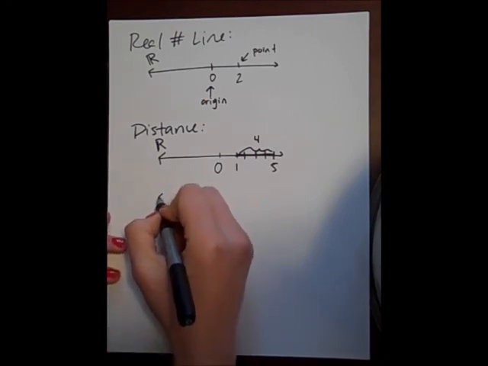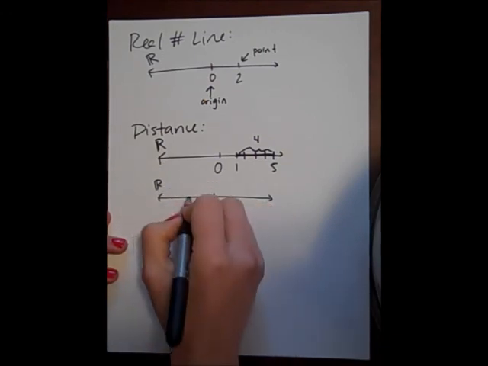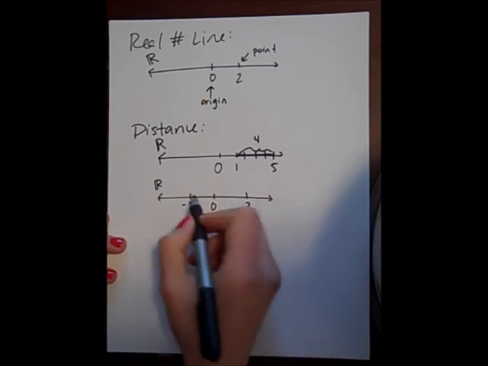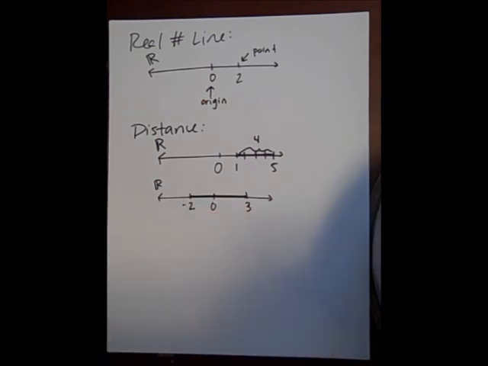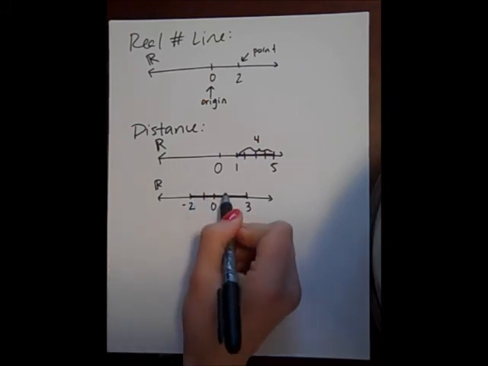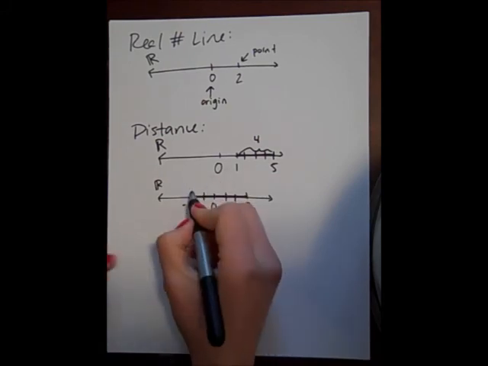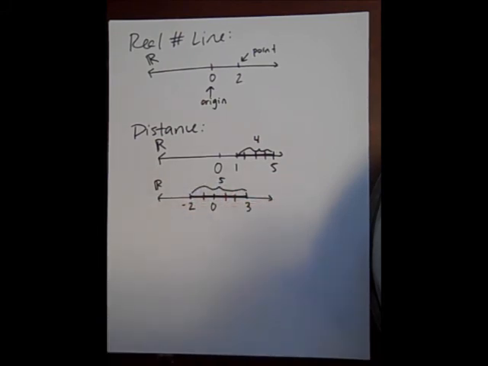Let's try a different one. Here's my origin again. What's the distance from -2 to 3? So let's draw the line segment connecting the two. If I want to connect these two and see how many spaces do I go over, I see I'm going to go over 1, 2, 3, 4, 5. So the distance between -2 and 3 is 5.